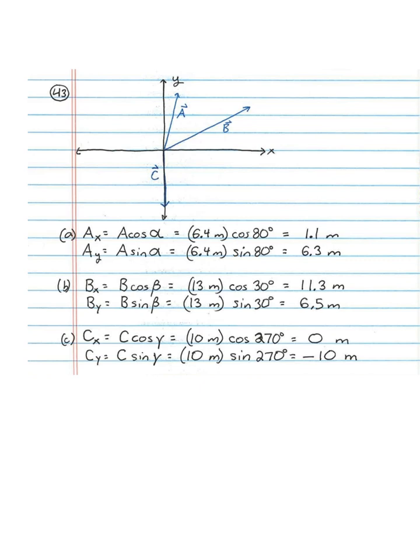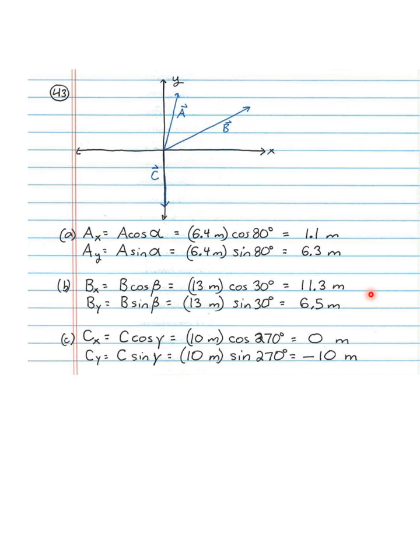finding the x and y components, the x component is going to be A cosine alpha, and I've called the angle of it alpha. So A cosine alpha, so 6.4 meters times cosine 80 degrees, and we get 1.1 meters. The y component of A is A sine alpha, 6.4 meters times sine 80 degrees, and that gives 6.3 meters. You do the same for B. In each case, for a vector, the x component is the magnitude times the cosine of the angle. The y component is the magnitude times the sine of the angle. So you can see the answers that I've gotten here.